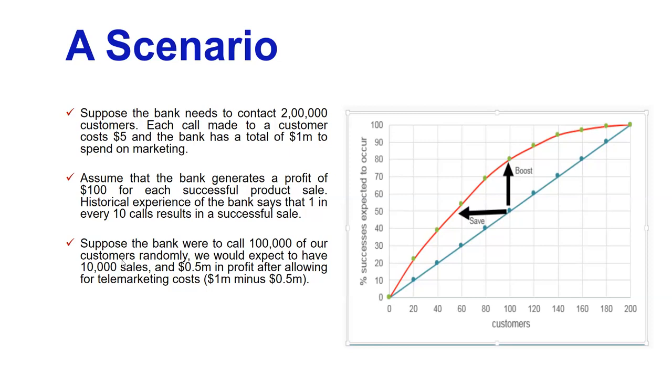Given these assumptions, if you are given a database of 1 lakh customers, 100,000 customers, and you are expected to generate 10,000 sales, obviously for 2 lakhs, the advertising budget is $1 million.